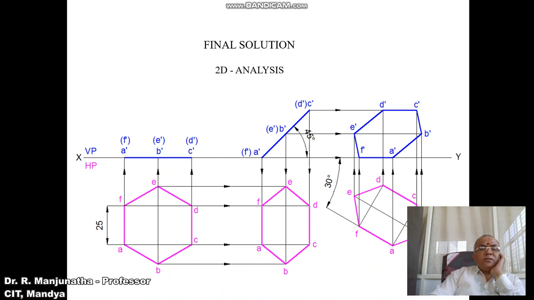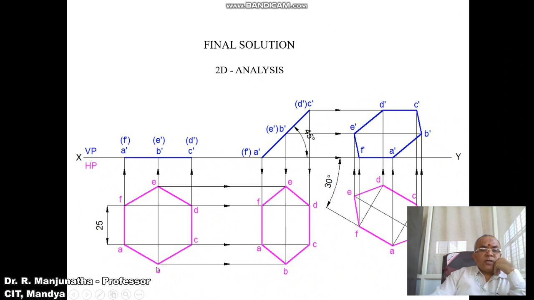arc center method. First we are going to draw a horizontal line and then draw a vertical line. Both will intersect at one point. By using the compass, with this point as the center, taking the radius of 25 mm, draw a circle, which will pass through this vertical line.